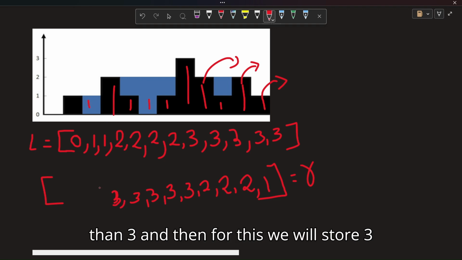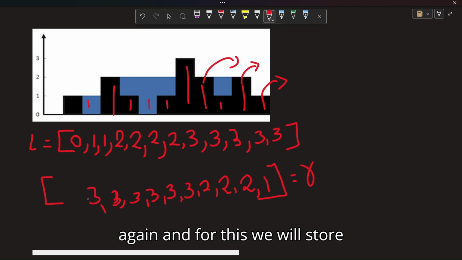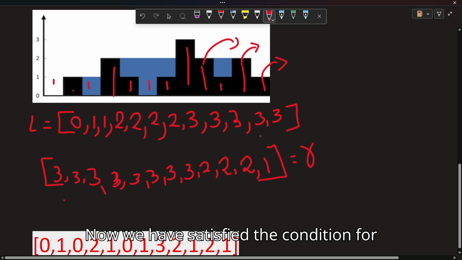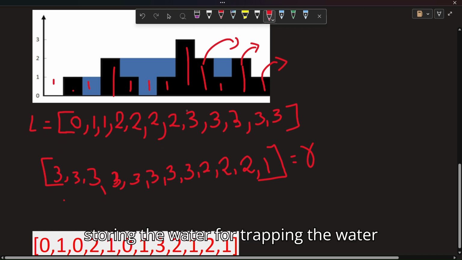And then for this we will store 3 again, and for this 3 again, and for this 3 again. Now we have satisfied the condition for storing the water, for trapping the water.